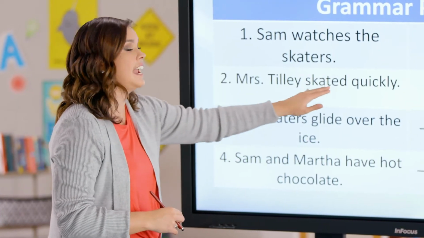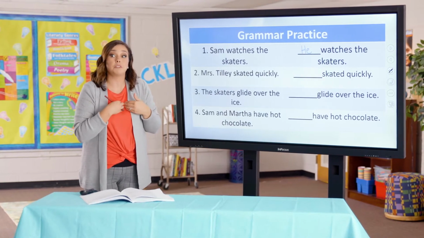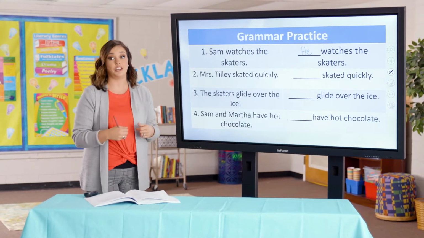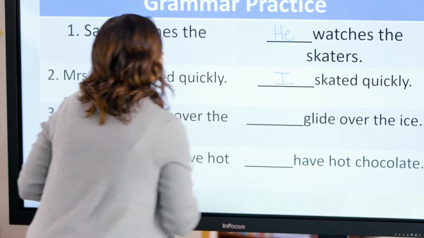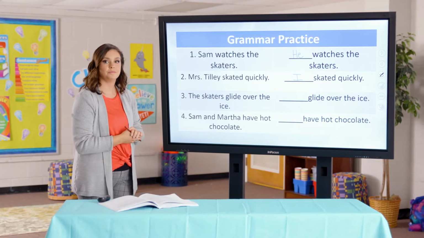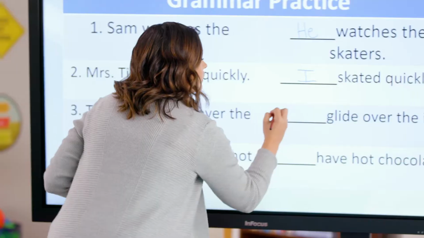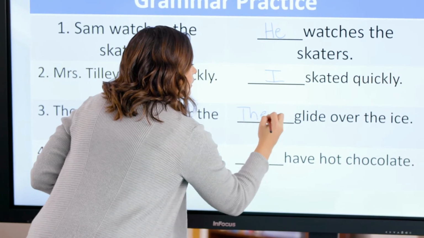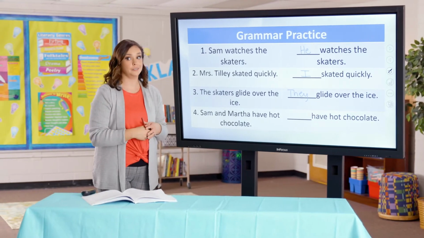Mrs. Tilly skated quickly. You might say, she skated quickly, but since I'm talking about me, I'll say, I skated quickly. The skaters glide over the ice. Right, they glide over the ice. Notice how I use they because there's more than one skater.